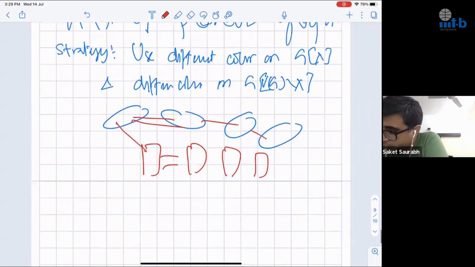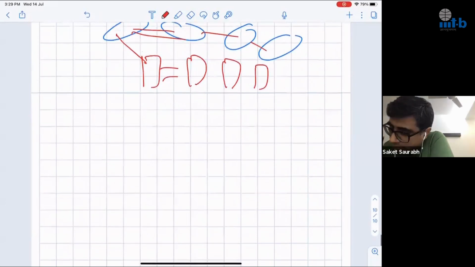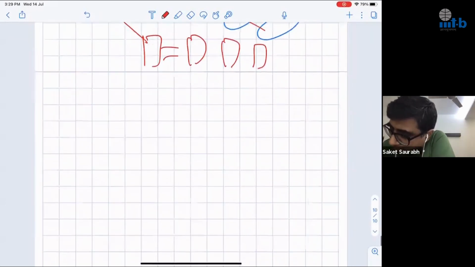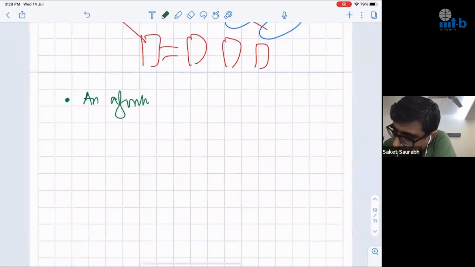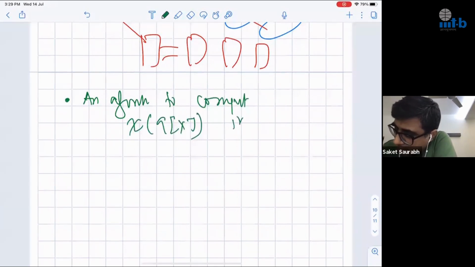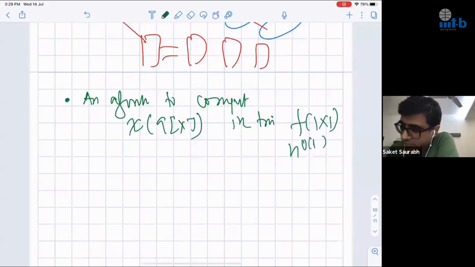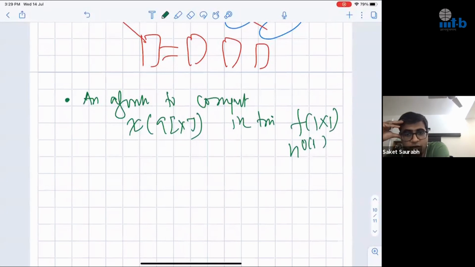Okay. So having a strategy in mind, can you tell me an algorithm to compute chi of the graph induced on X in time f of mod X n to the power big O of 1? Can you design an algorithm which finds the chromatic number of the graph induced on X in FPT time, where FPT is in the size of X? Anybody?